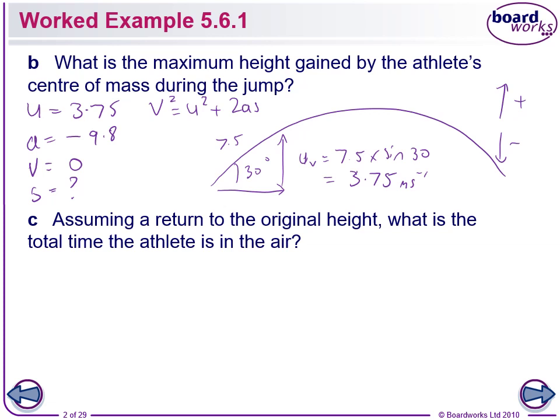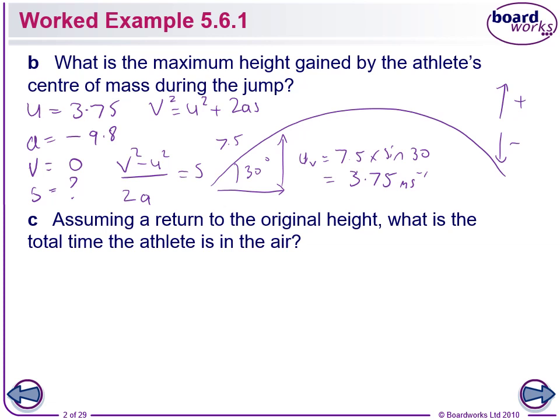So what have we got? V squared minus U squared on 2A is going to be equal to S. Is that right? V squared minus U squared over 2A. Yeah. Okay, so we can pop this in.